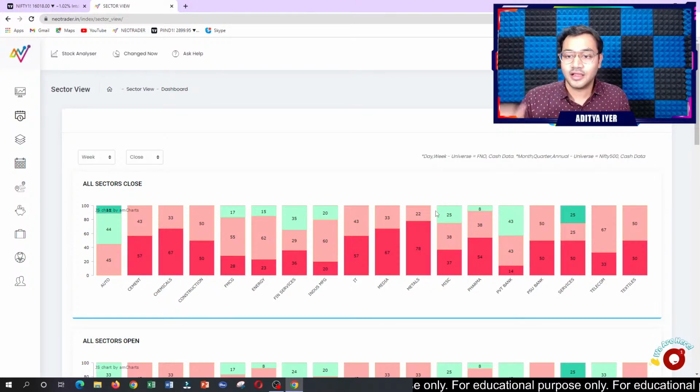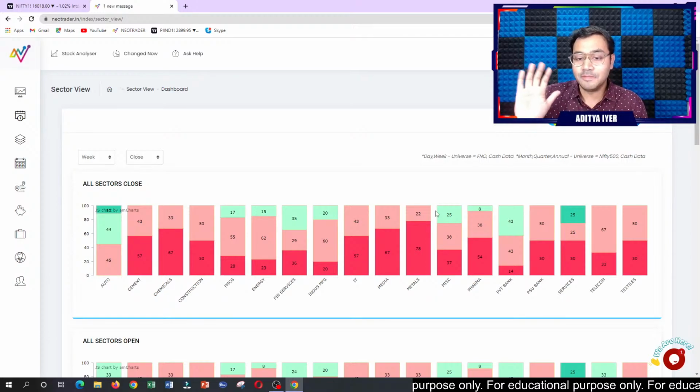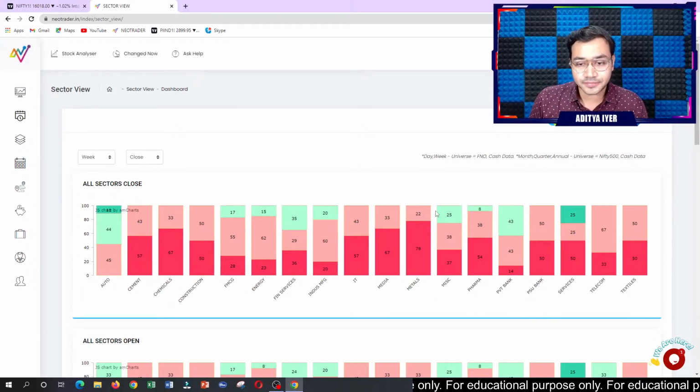So even in this week, I find that the weakest sectors, tell me in the chat if you agree with me, is one, metals. The next weakest sector definitely is IT. Third is chemicals. Okay. All right. The fourth is cement. I can see media is weak, right? Even some bit of PSU banks seem to be weak.